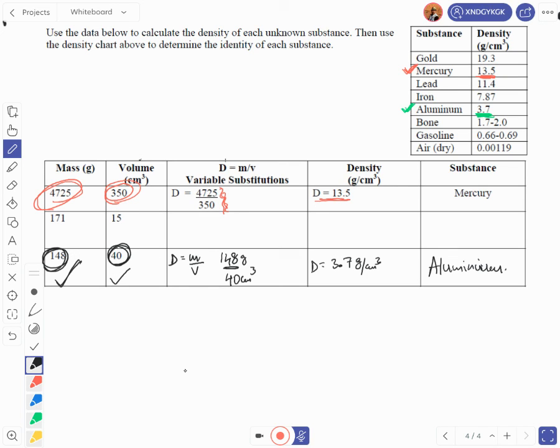Now let's look at this question. Mass is 171 grams. Volume is 15. Therefore, the density is mass per volume, 171 over 15. Let me take my calculator. 171 divided by 15, 11.4. So density is given as 11.4. You may wonder why the units are not mentioned, it's because already it's mentioned as grams per cubic centimeter. So where is 11.4? I see that 11.4 is here. Therefore, what is the substance? You can say that it is lead.